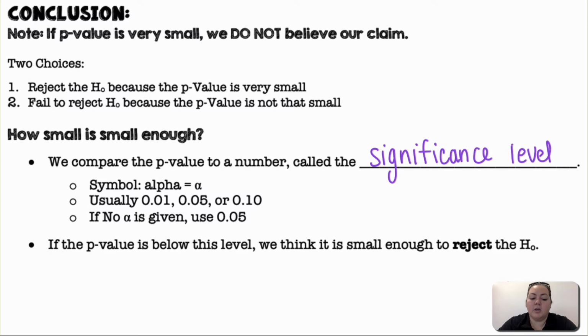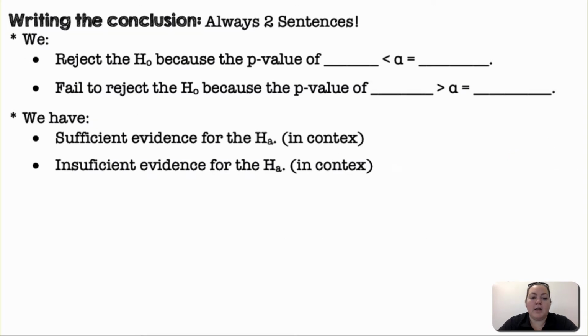If the p-value is below this level, we think that it is small enough to reject the null hypothesis. All right, writing the conclusion. You're always going to have two sentences.